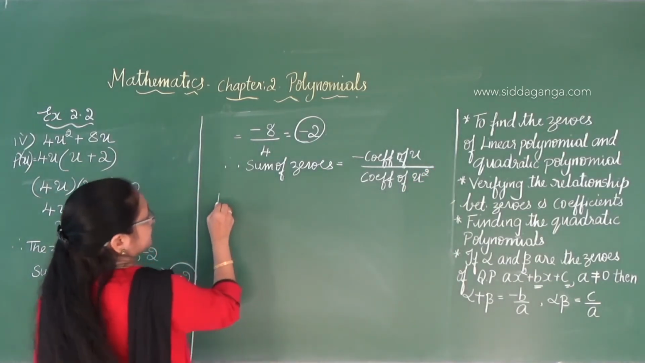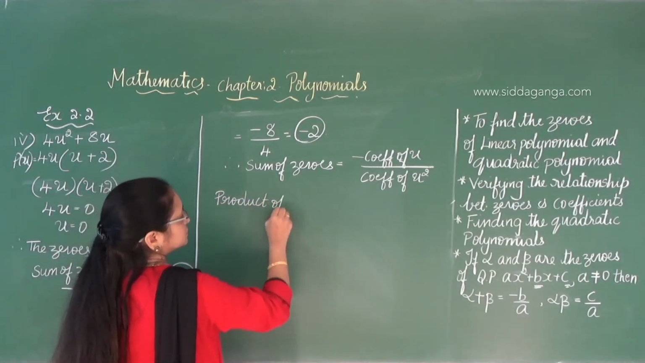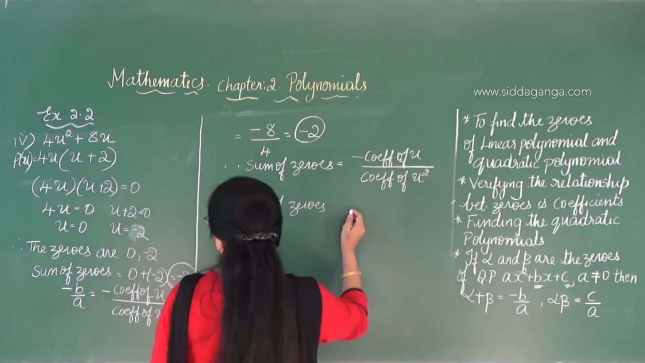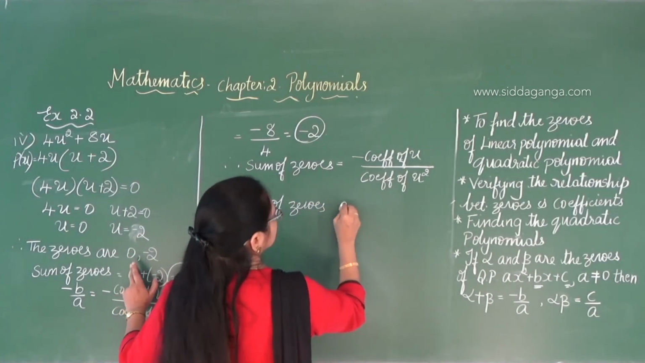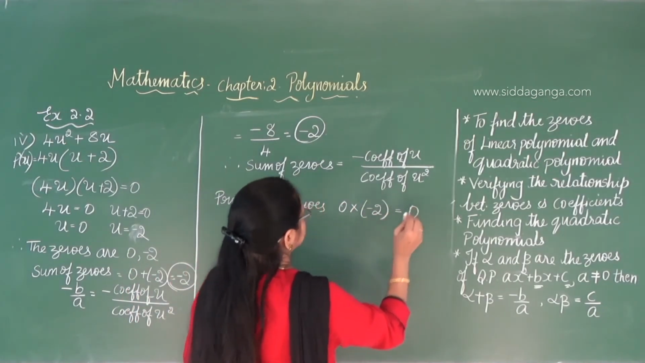Okay, what is the next step? Product of zeros. Product of zeros is, see, what are the zeros now? 0 and minus 2. So this will become 0.